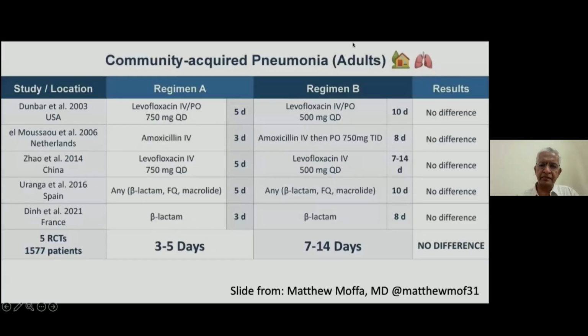This is community-acquired pneumonia in adults. There are 5 RCTs recruiting almost 1,600 patients. Short course therapy was from 3 to 5 days. Longer course was from 7 to 14 days. You can see that all these trials consistently showed that there is no difference. A wide variety of patients, a wide spectrum, severe pneumonia, hospitalized pneumonia, antibiotics like quinolones, beta-lactams, combination. Whatever way you look at it, there is no difference when shorter courses are compared with longer courses.